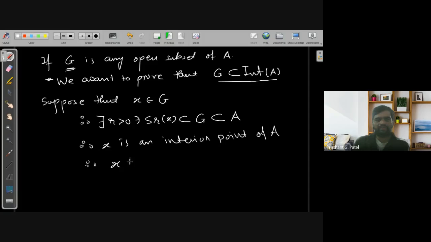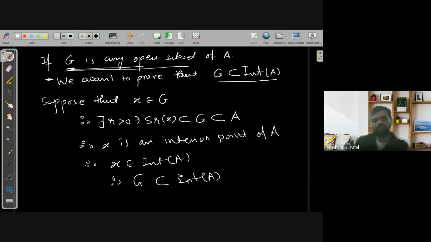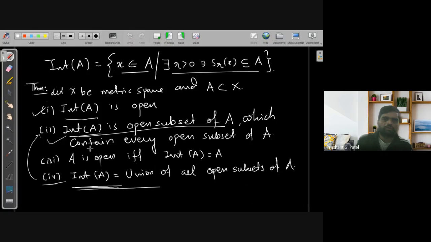That means this X belongs to interior of A, which completes the proof that G is a subset of interior of A. So if I pick any open set, then that set is entirely inside interior of A. So interior of A is the largest open set contained in A. And that proves also the second statement, that is, interior of A is the union which contains every open subset of A.